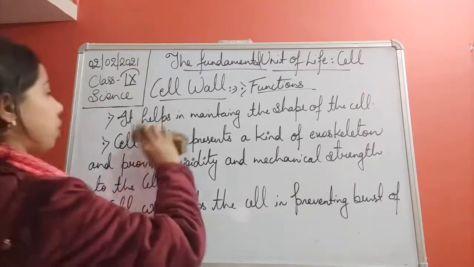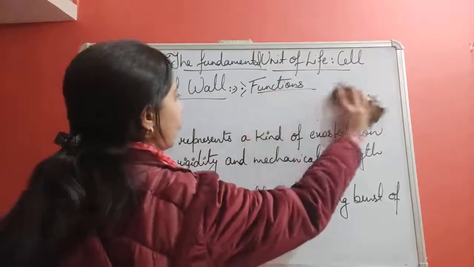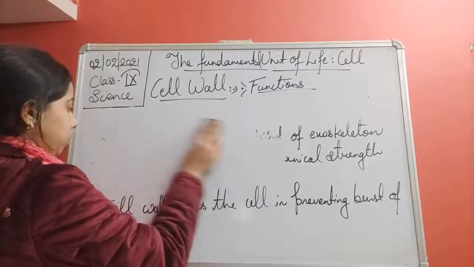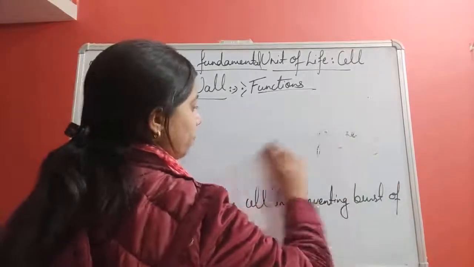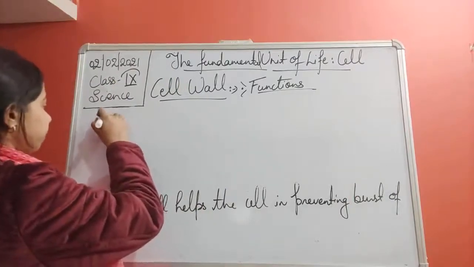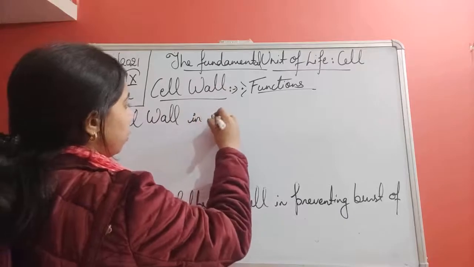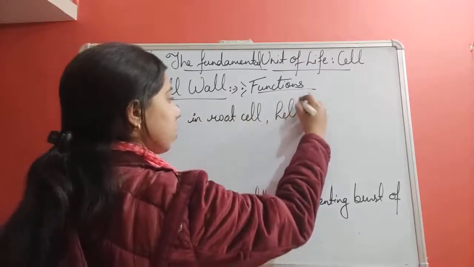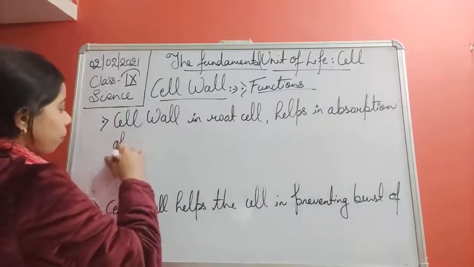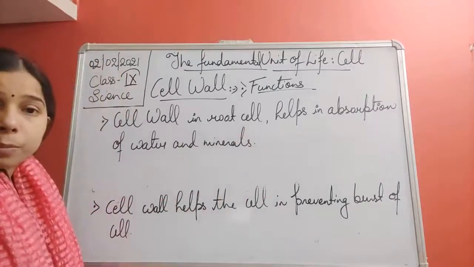So we can also write that the cell wall in root cells helps in absorption of water and minerals. Okay, so absorption occurs through it.